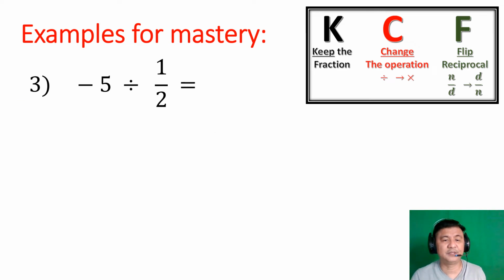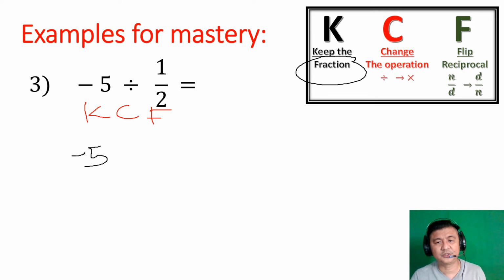Now, example number 3, we're dividing a whole number divided by a fraction. But check this out. So again, keep, change, flip. Now, if I keep negative 5, it doesn't look like a fraction. It should look like a fraction. How do you do that? Simple. What will I do? Put over 1. Now, it's a fraction, see? But it's still a negative 5.